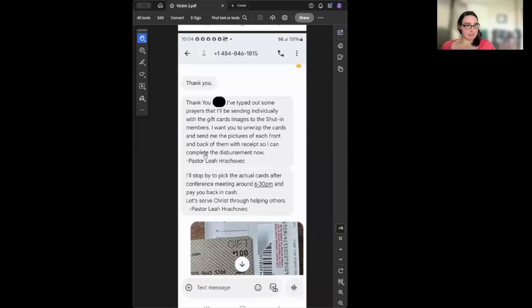Unwrap the cards and send me pictures front and back. So she doesn't even need to come in person. She can just digitally use the gift cards. And the scammer didn't actually ask for the person's address, did they? Didn't that person just volunteer it? Yes, because the person believed it was Leah.